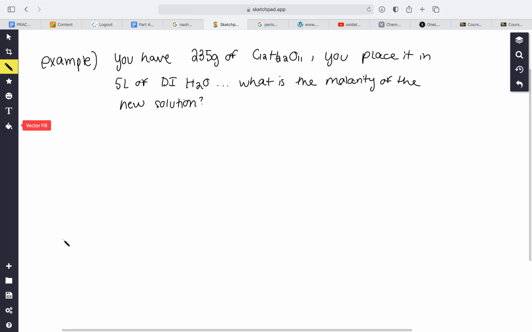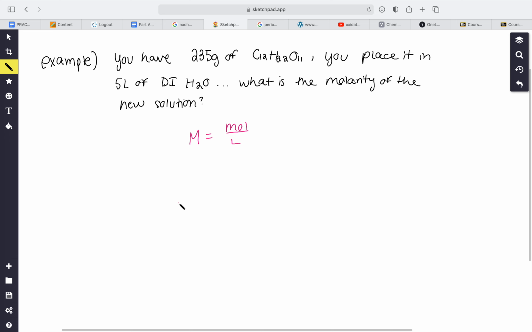Okay, so now here's one that deals with molarity. We have 235 grams of C12H22O11, and you place it in 5 liters of DI water. Assuming that it's going to be aqueous, what is the molarity of the new solution? So we know that the molarity equation is moles divided by liters. We have the liters, but where do we get moles from?